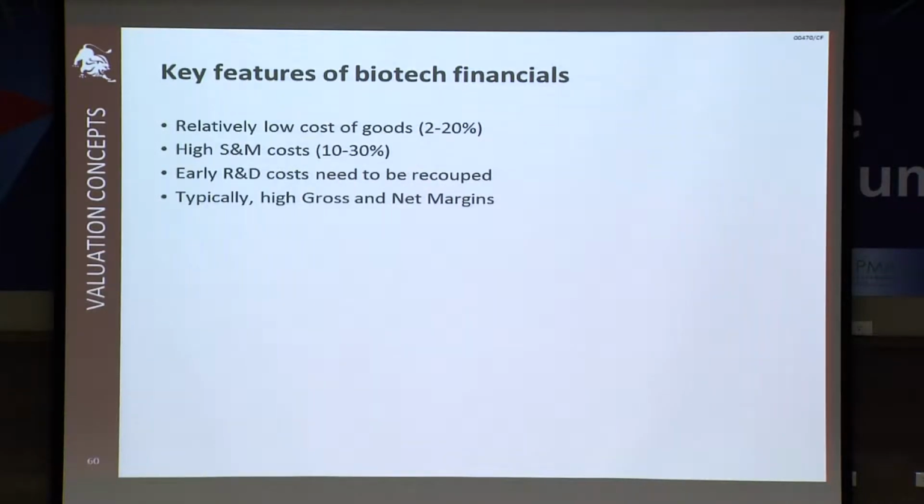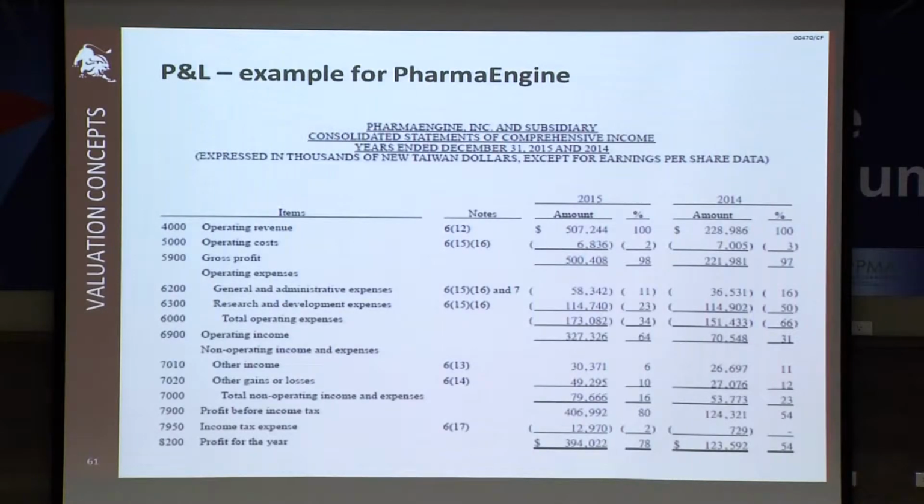And P&Ls can come in very different formats. Look at this example from Pharma Engine. Look at the layout. It's very detailed. They have notes. They have different numbers with different items on the P&L. And it's quite short as well. And they show you two years, 2015 and 2014.